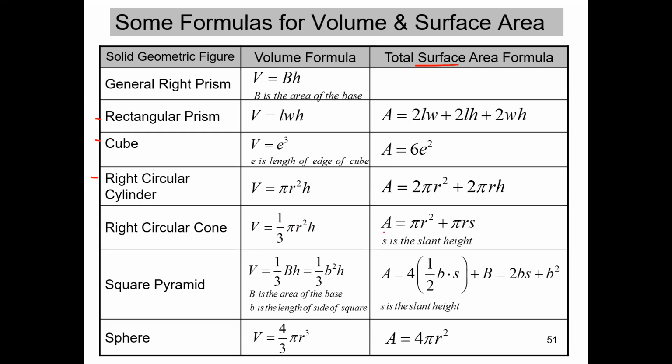Surface area is the area of the base. So a cone only has one base. So we have pi r squared, that would be a circle base, and then plus pi r s, where s is the slant. And that will find you the surface area together.